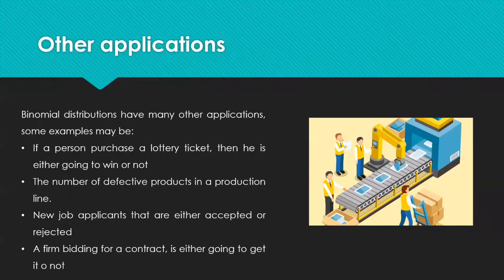Binomial distributions have many other applications. Some examples may be, if a person purchases a lottery ticket, then he is either going to win or not. The number of defective products in the production line. The new job applicants that are either going to be accepted or rejected. A firm bidding for a contract is either going to get it or not.